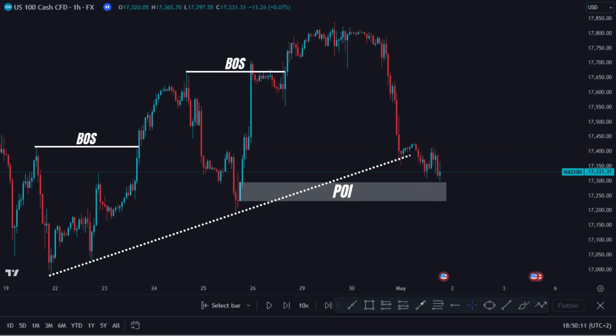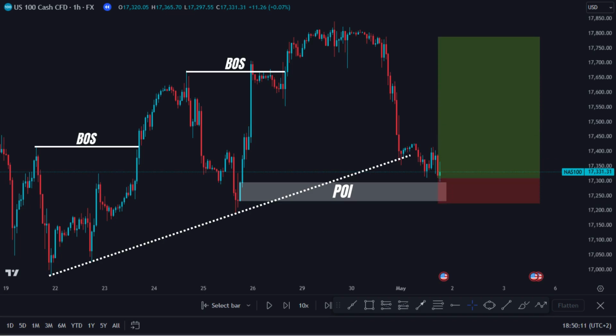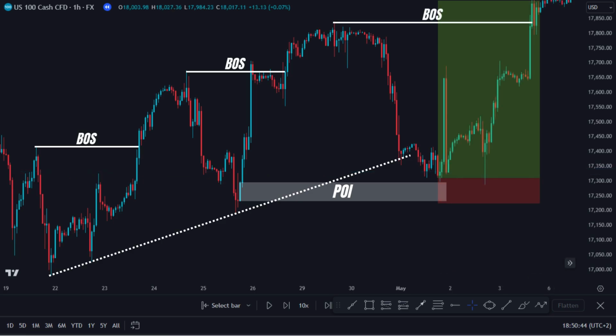With the increased liquidity, we can now execute our buy orders, with a stop loss below and a take profit above the major swing high. The price will most likely push up and reach your target. These patterns frequently occur in the market, you just have to be patient and wait for the right setup.